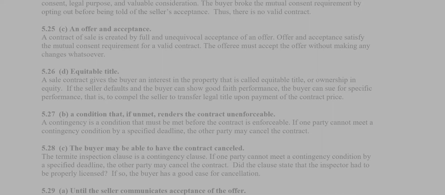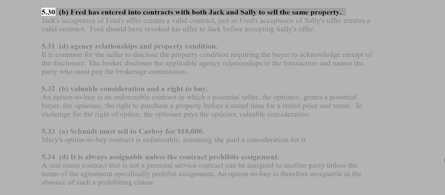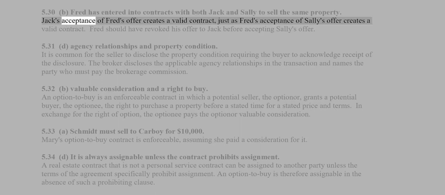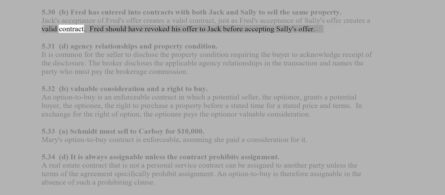5.30 B. Fred has entered into contracts with both Jack and Sally to sell the same property. Jack's acceptance of Fred's offer creates a valid contract, just as Fred's acceptance of Sally's offer creates a valid contract. Fred should have revoked his offer to Jack before accepting Sally's offer.